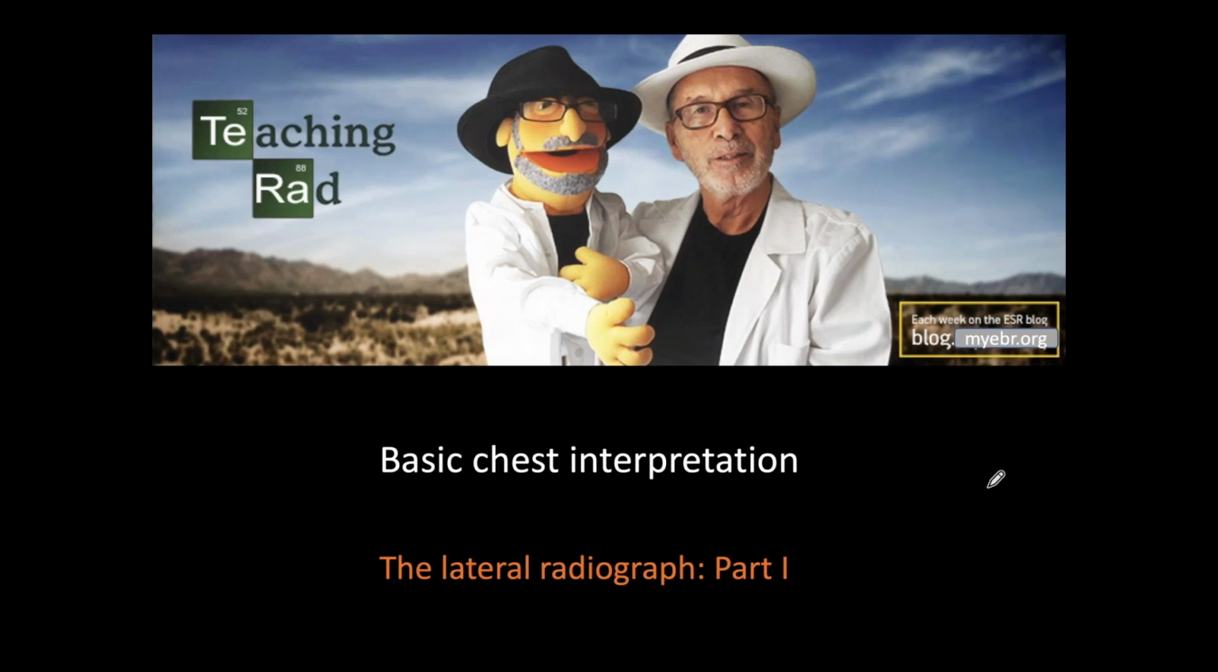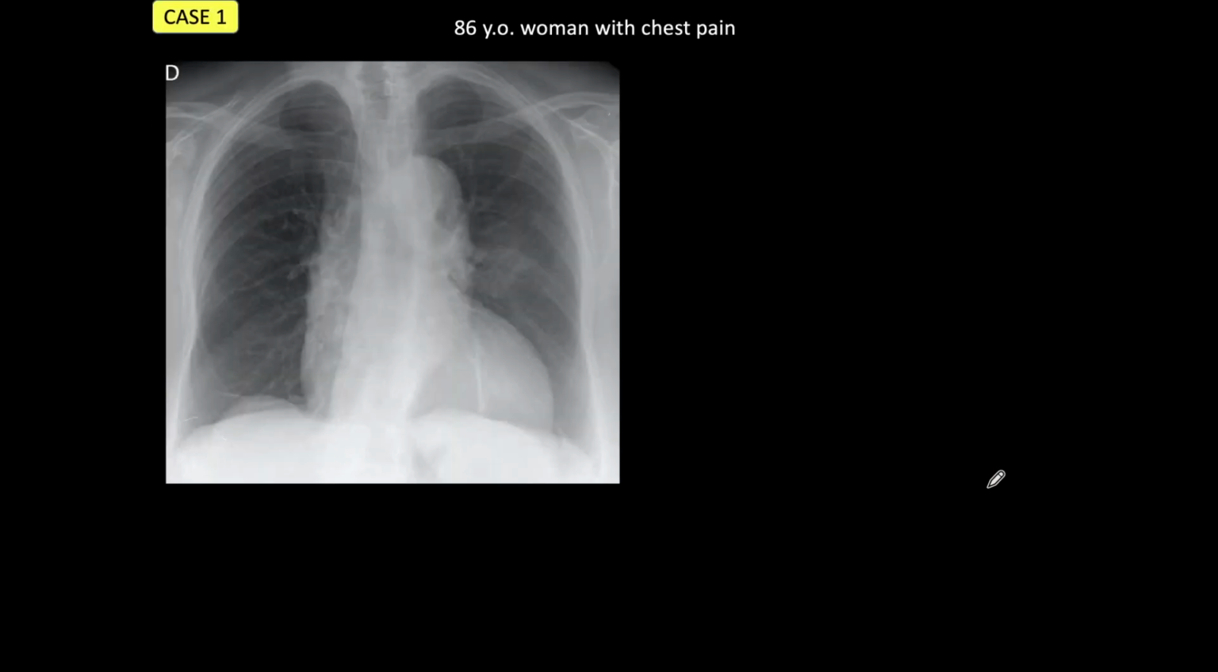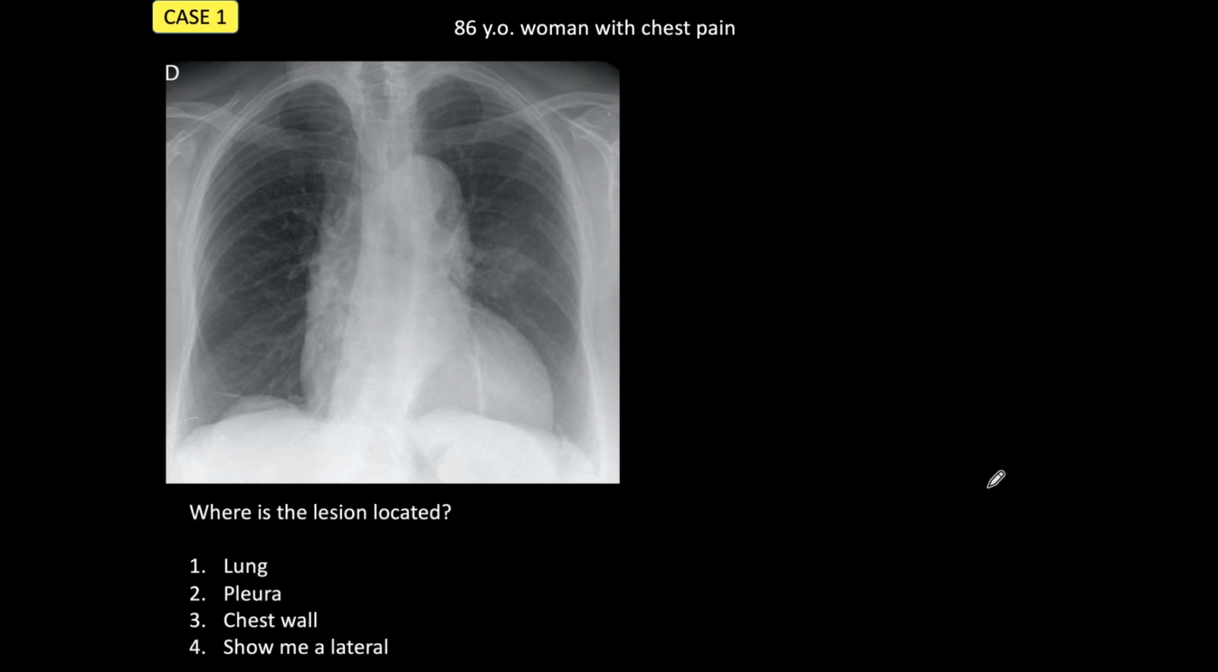We will speak today about the lateral chest radiograph. Let's go to the first case. Case 1 is a PA radiograph, which belongs to an 86-year-old woman with chest pain. And I'm offering you 4 possible diagnoses.